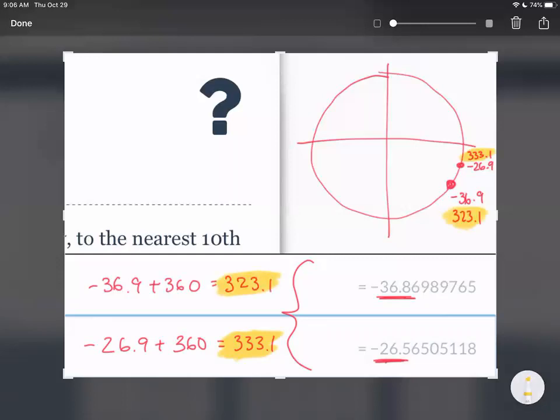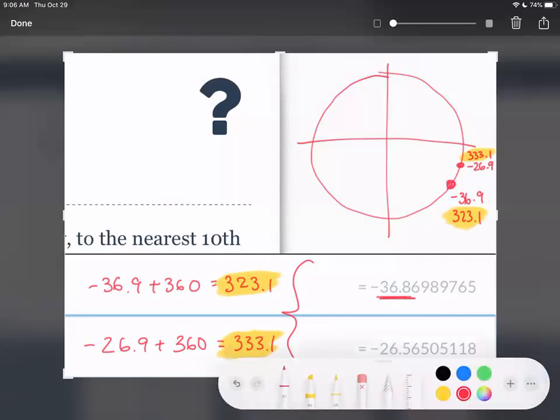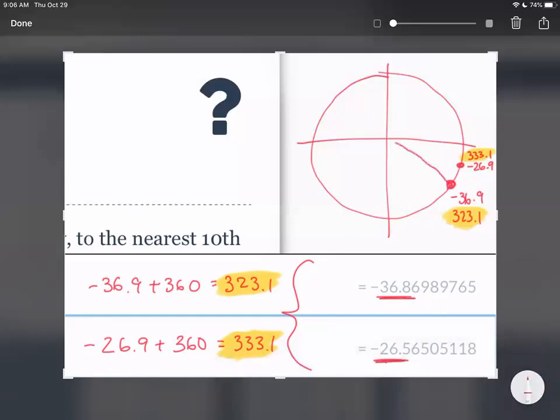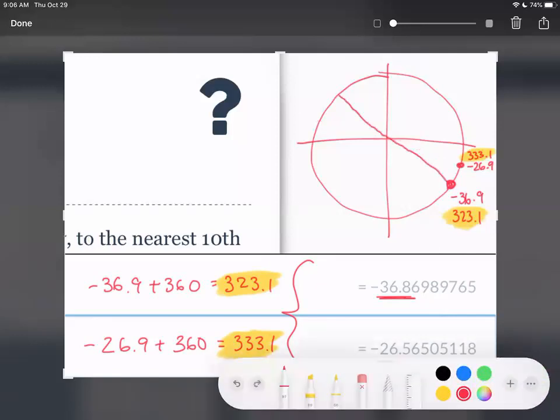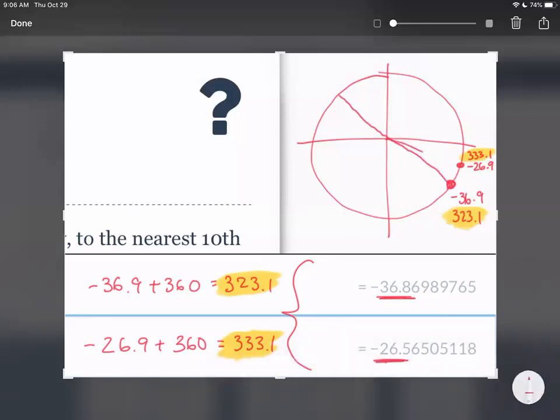So here's 2 answers. And then when you have a tangent and cotangent, you always get a pair of answers. The other answer that you would get is directly across from it. So if you were to draw a straight line across, you would have 2 other answers over here, and we need to solve for those.